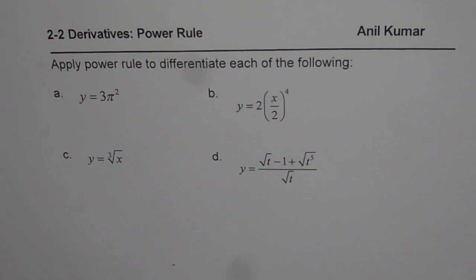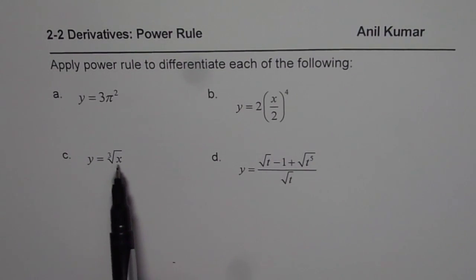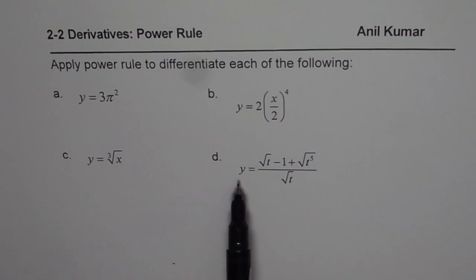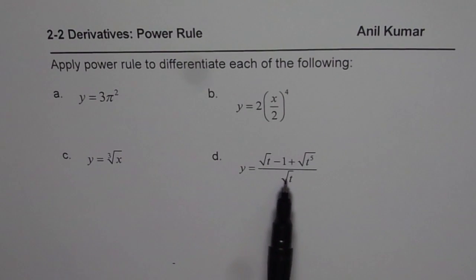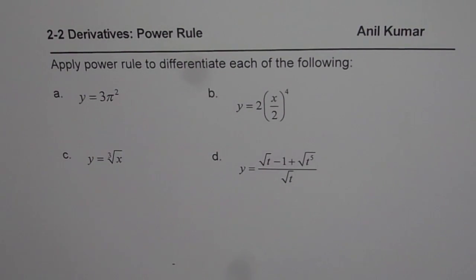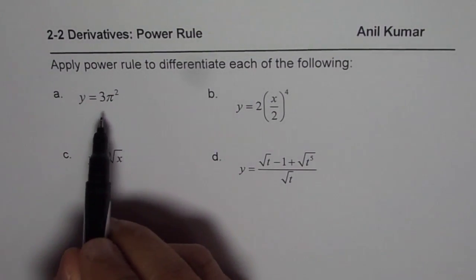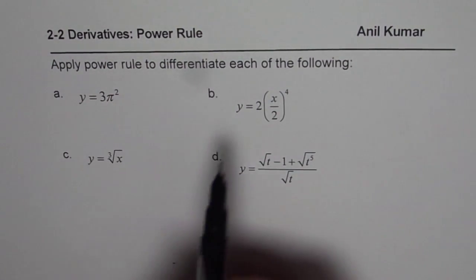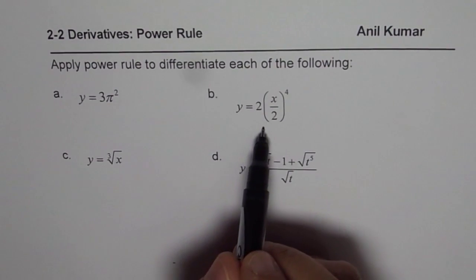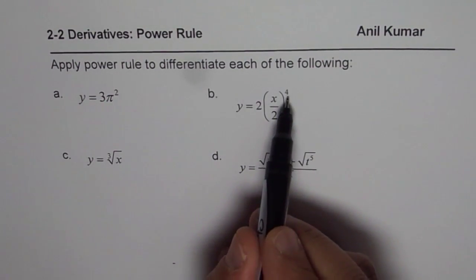So derivative is always with respect to the independent variable. So in this case it will be dy/dx, and in this case it will be dy/dt because the variable is t here. Okay, so let's begin with the very first one, which is y equals 3π². What is the derivative of this function? Then we have y equals 2 times (x/2) to the power of 4.